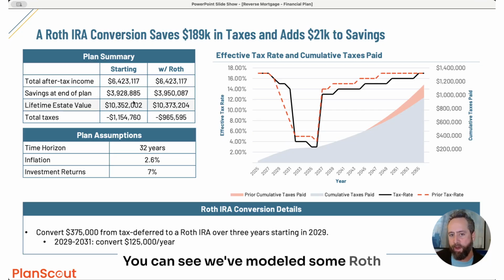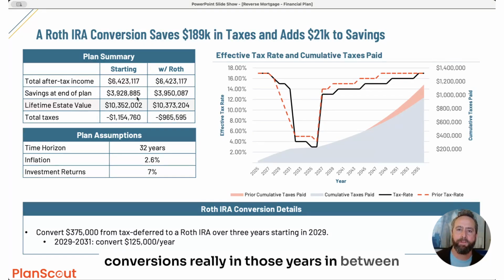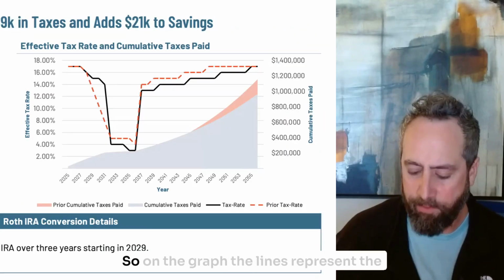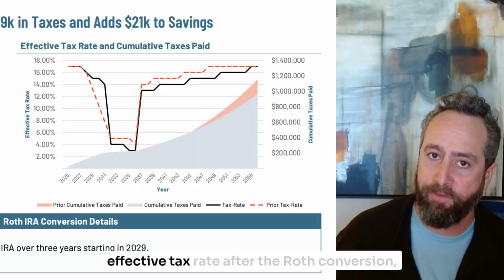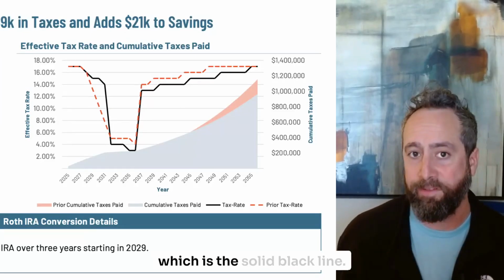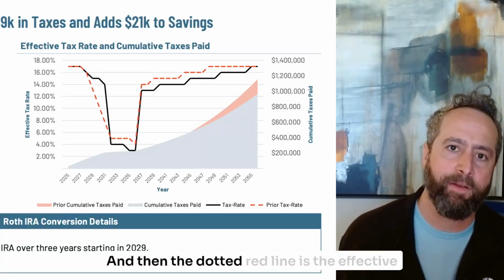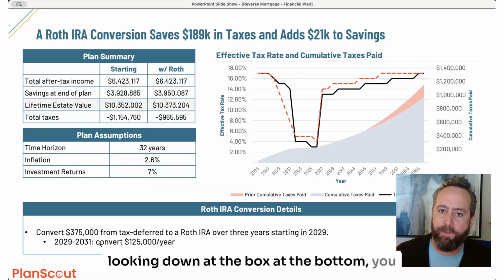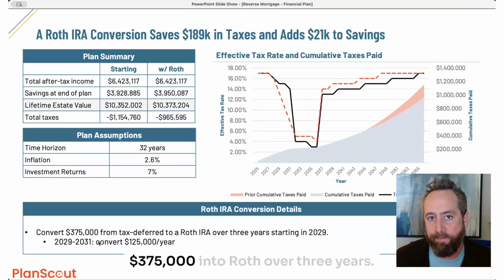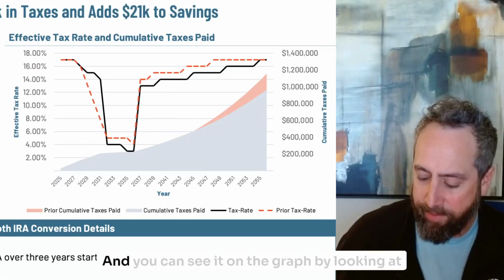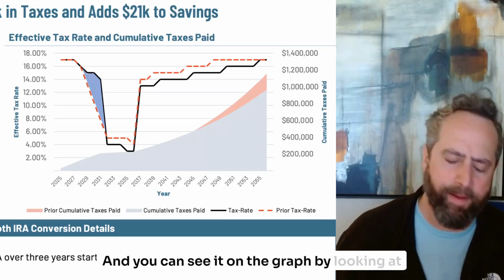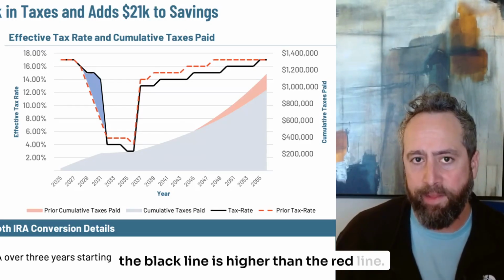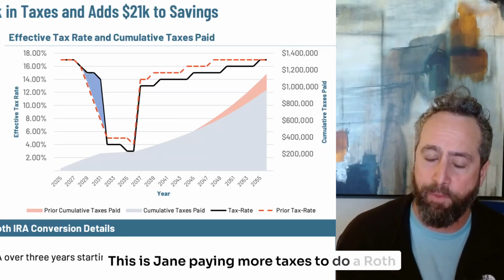You can see we've modeled some Roth conversions in those years in between her retiring and starting her Social Security. On the graph, the lines represent the effective tax rate after the Roth conversion, which is the solid black line, and the dotted red line is the effective tax rate before the Roth conversion. Looking down at the box at the bottom, you can see that we've modeled converting $375,000 to Roth over 3 years. You can see it on the graph by looking at the blue shaded area where the black line is higher than the red line. This is Jane paying more taxes to do a Roth conversion.